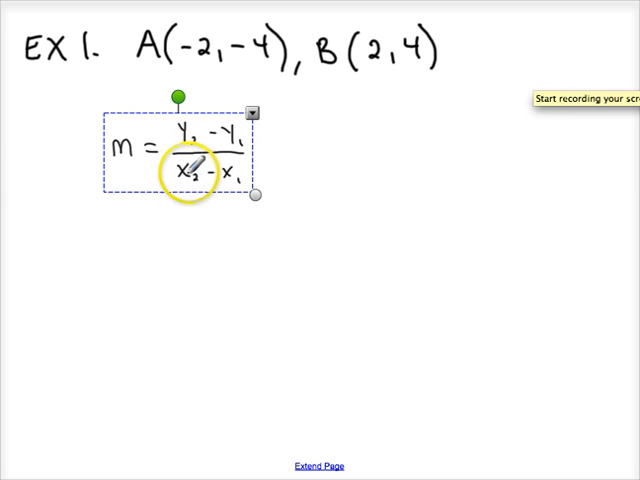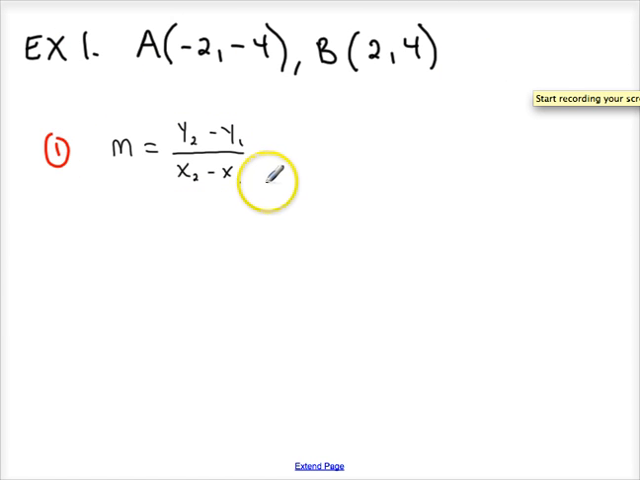Example number 1. We have the ordered pair -2, -4 for A, and B is 2, 4. The steps I want you to take: first, always write down your formula. M equals y sub 2 minus y sub 1 over x sub 2 minus x sub 1. That's your first step. A good idea at this point would be to label your coordinates. Here are your A and B coordinates. I would label this x1, y1, and x2, y2.